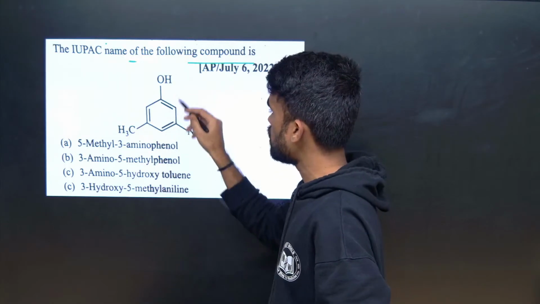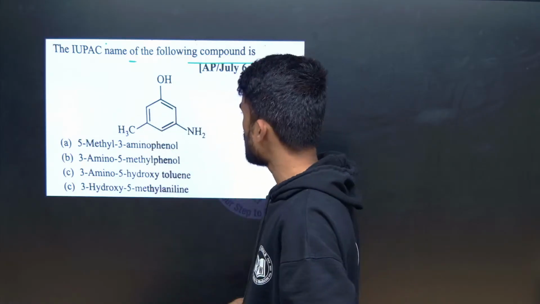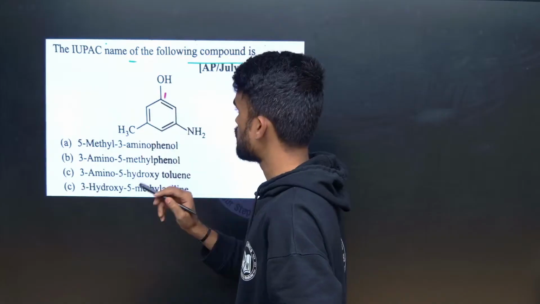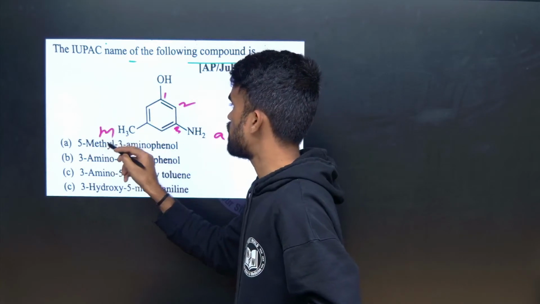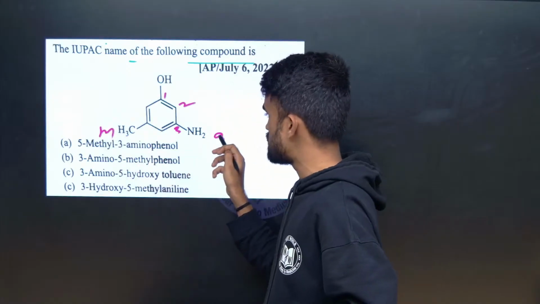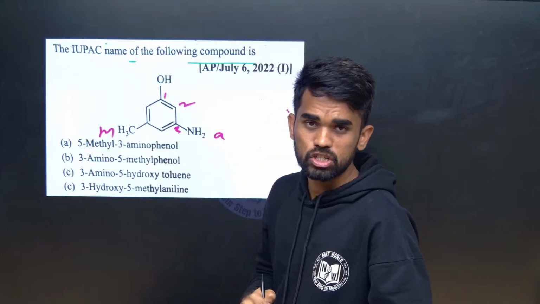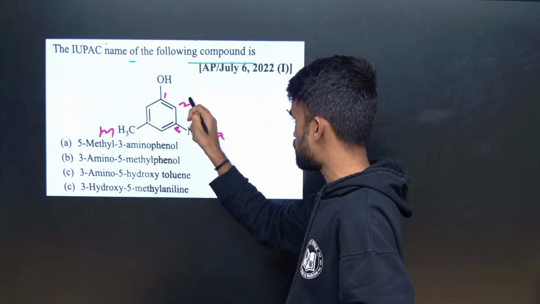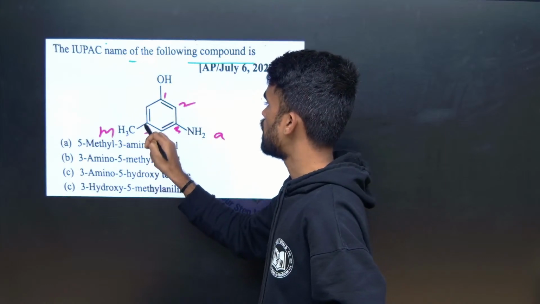So this is phenol, and here we have CH3 group, and here we have amine group. So I am writing it as 1, 2, 3 because A comes first when we compare with M. Amine means A, methyl means M. So in alphabetical order, which comes first? A comes first now. That's why I am coming towards this side while numbering. Okay, 3, 4, 5, 6.